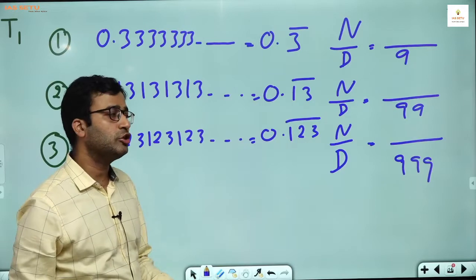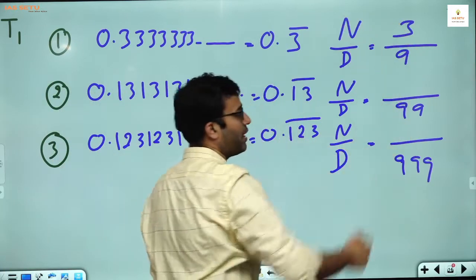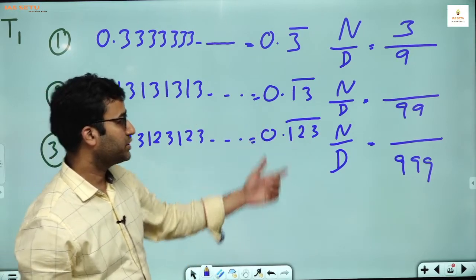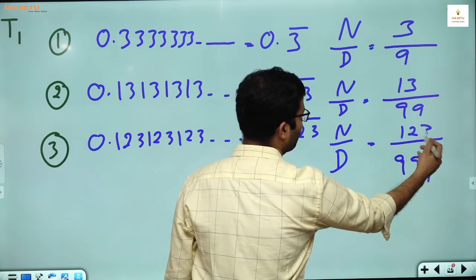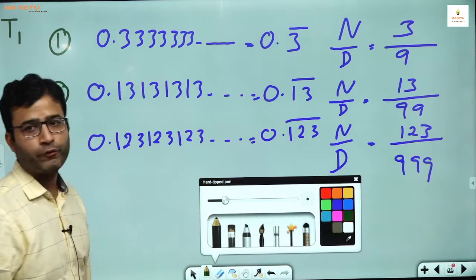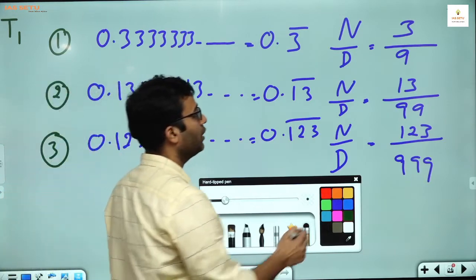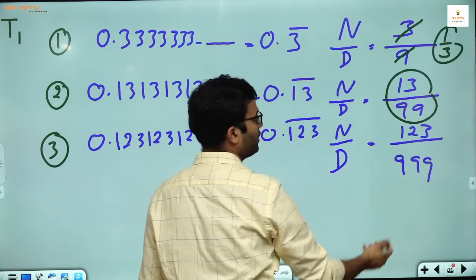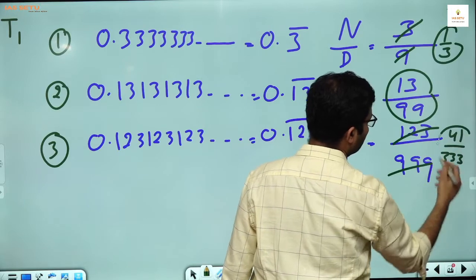Since these are very easy questions, the numerator is the number as it is. So what is the number? 3. So 3 by 9. This is 13, so it is 13 by 99. This is 123, so this is 123 upon 999. But don't forget to simplify, because the examiner will give you simplified fractions. So here this is 1 by 3. Here, if we simplify this, it is 41 upon 330.